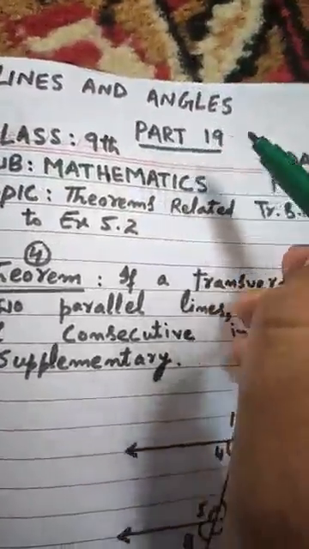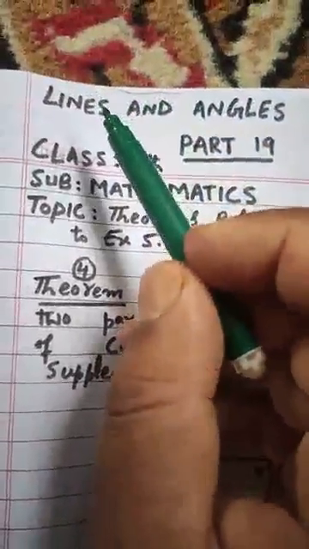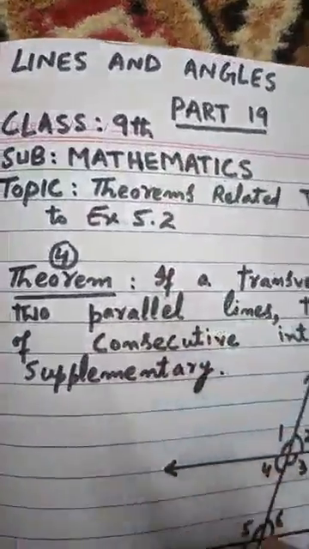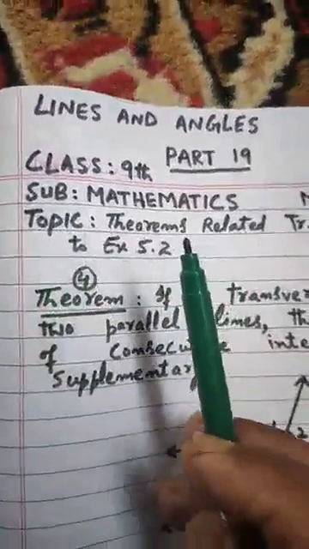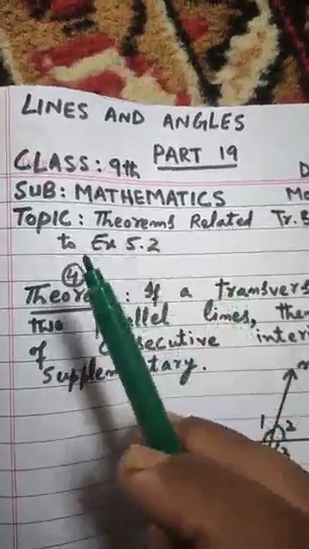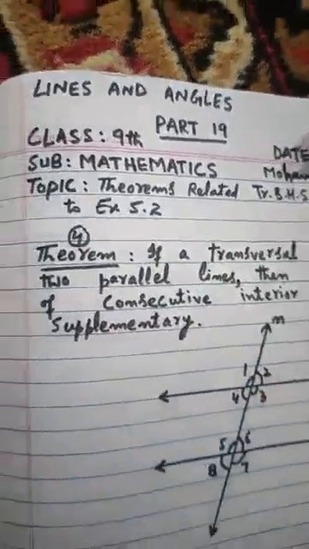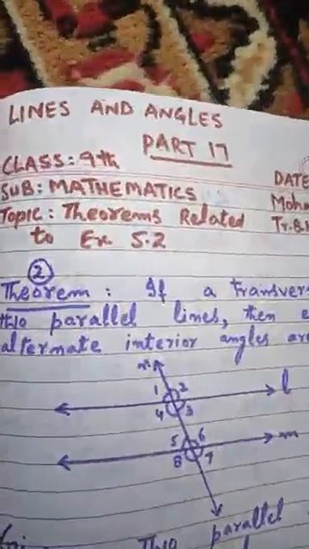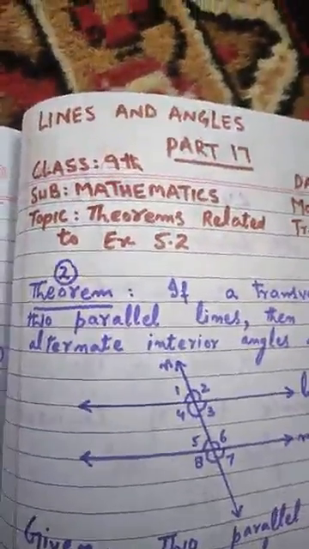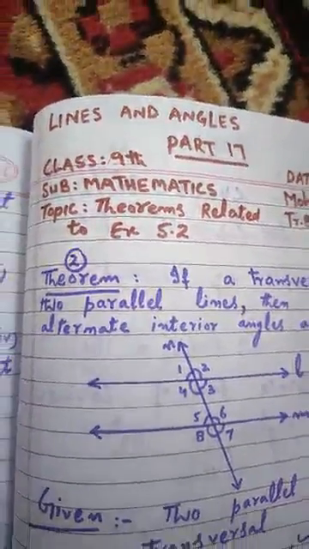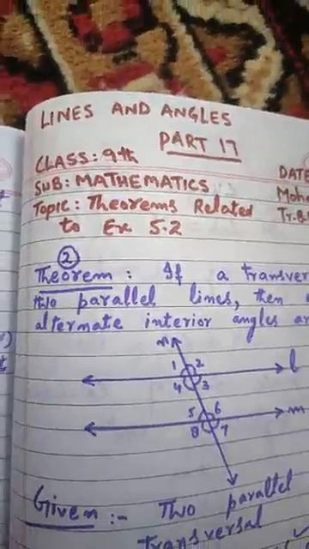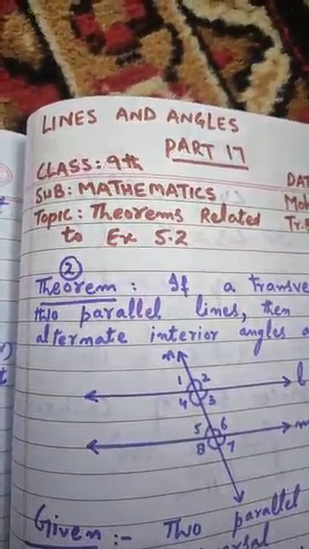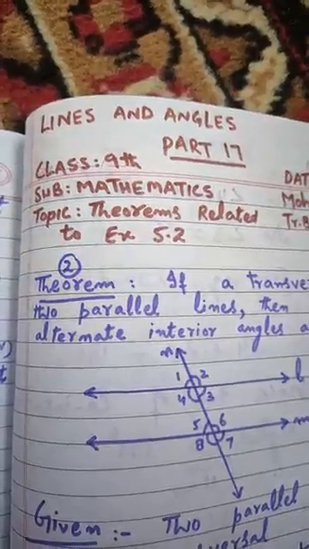Today is our lecture number 19 from the chapter Lines and Angles in 9th class Mathematics. Our today's topic is theorems related to exercise 5.2. Previously we have seen three theorems. The first one was mostly related with exercise 5.1, that is vertically opposite angles are equal. If two lines intersect each other, then vertically opposite angles are equal. That was our first theorem.